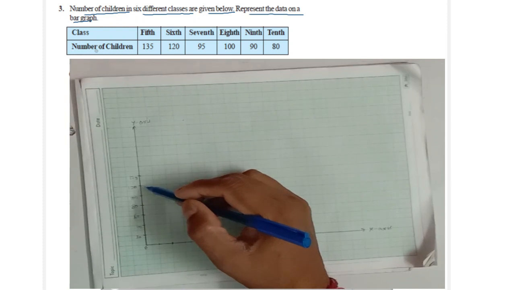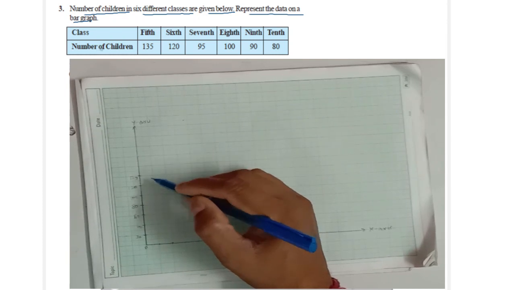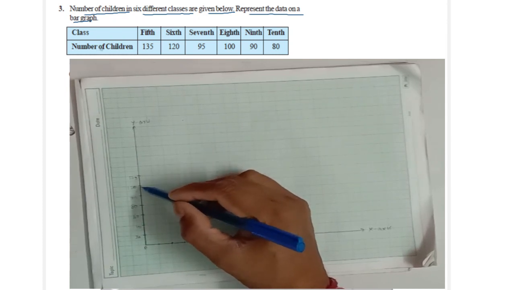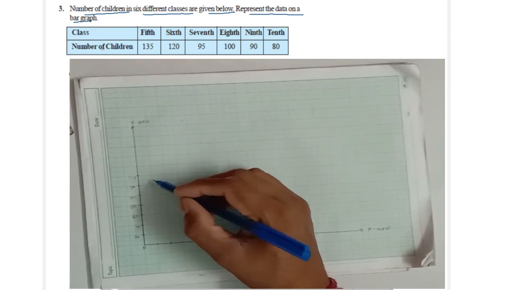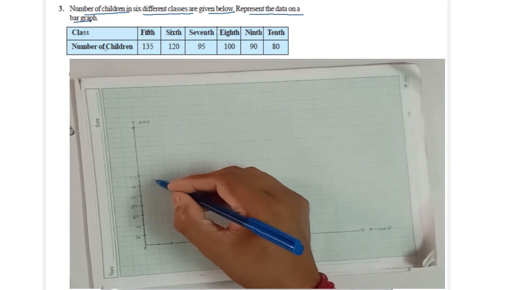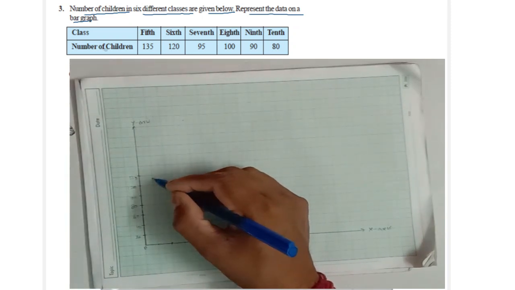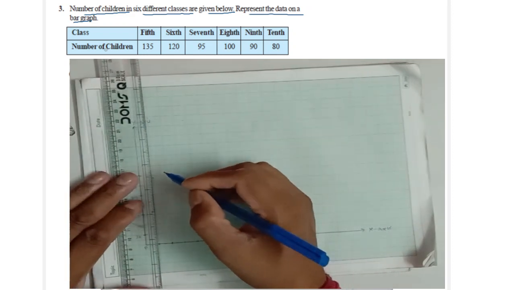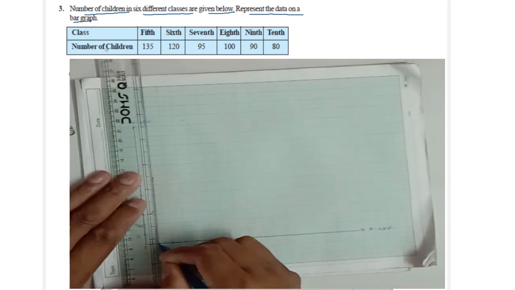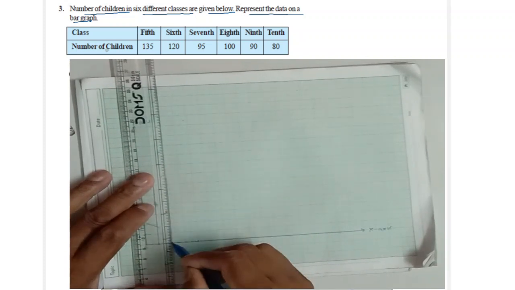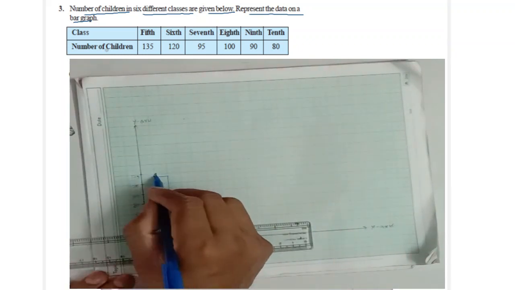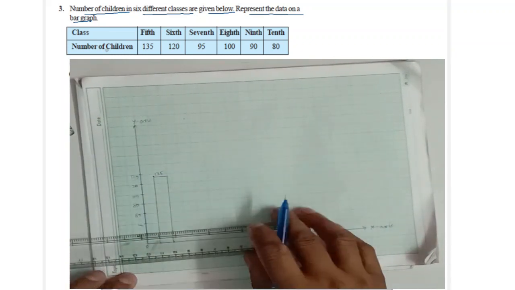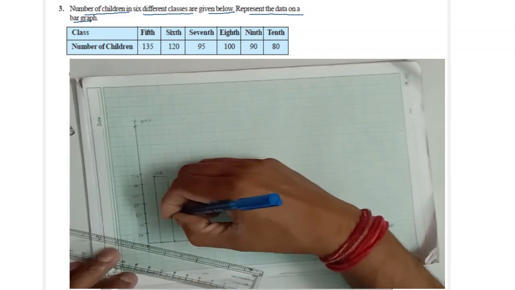Here say 1 unit is equivalent to 10 small divisions, and 1 division is equivalent to 2 units. So after 120, for 135 you have to take between the 7th and 8th division. Between 7th and 8th, after 120, you have to take it and draw this bar. That is, you have to draw a rectangle like this and join this. This is 135 and this is for 5th class. Here write down 5th.